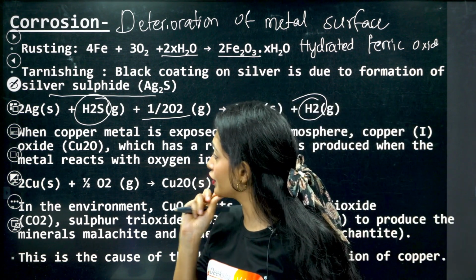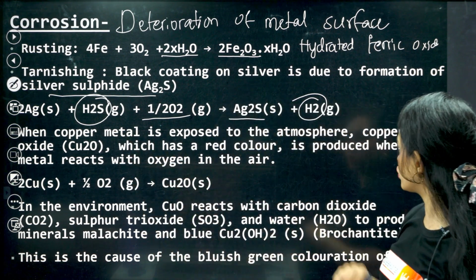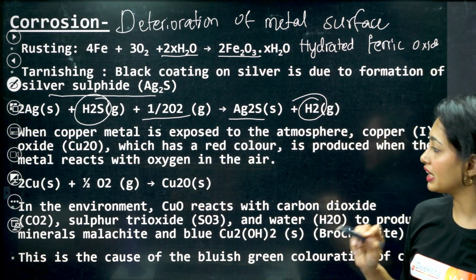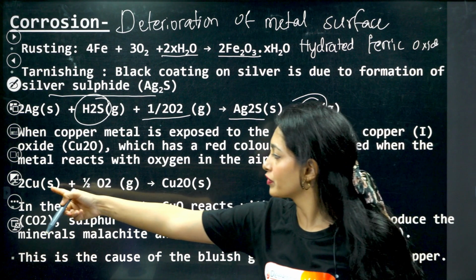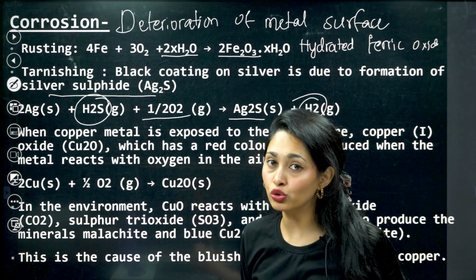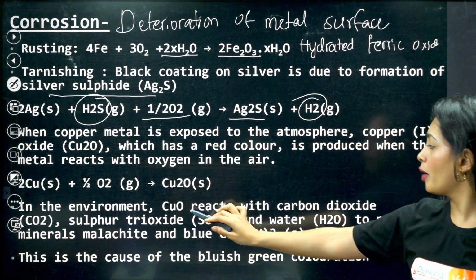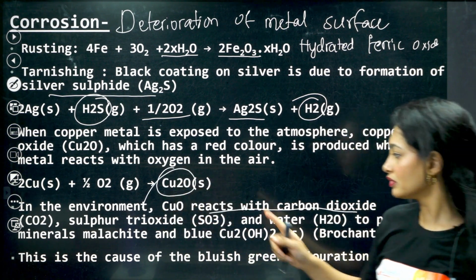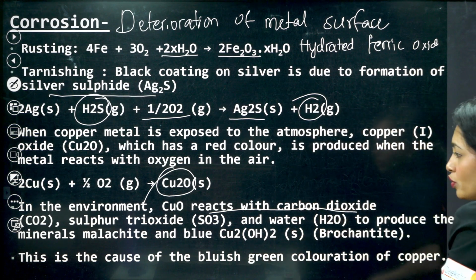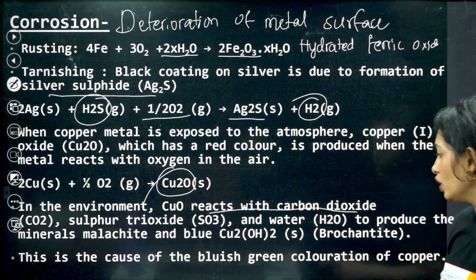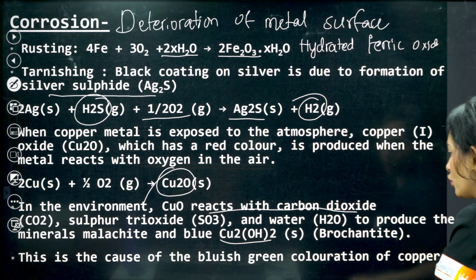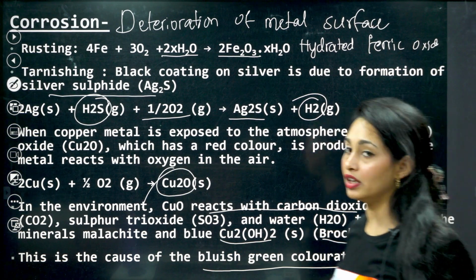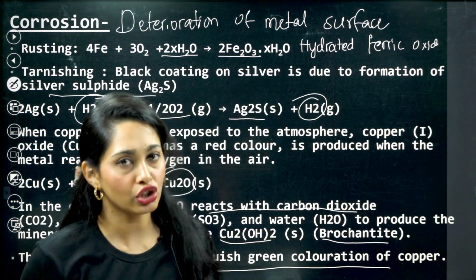And then we have copper. When copper metal is exposed to the atmosphere, copper oxide, which has a red color, is produced when the metal reacts with oxygen in the air. See here, 2Cu plus half O2 gives Cu2O. In the environment, this copper oxide reacts with carbon dioxide, sulfur trioxide and water to produce the minerals malachite and blue copper hydroxide. This is called brochantite. This is the cause of the bluish green coloration of copper. This is the reason for tarnishing of copper.